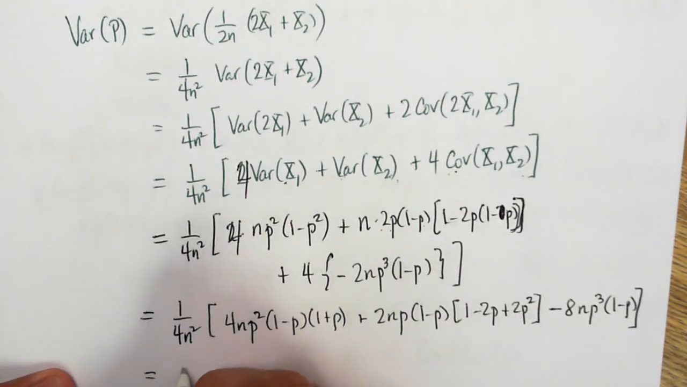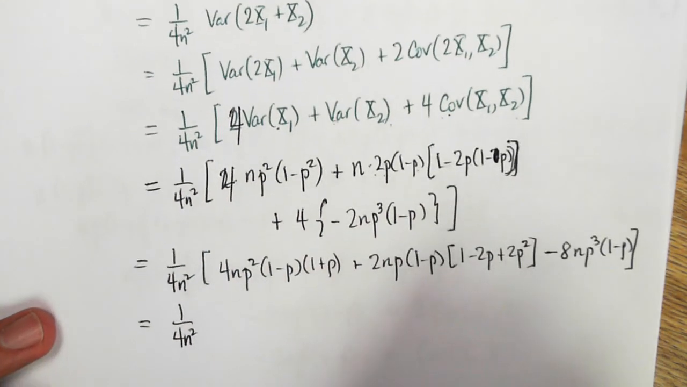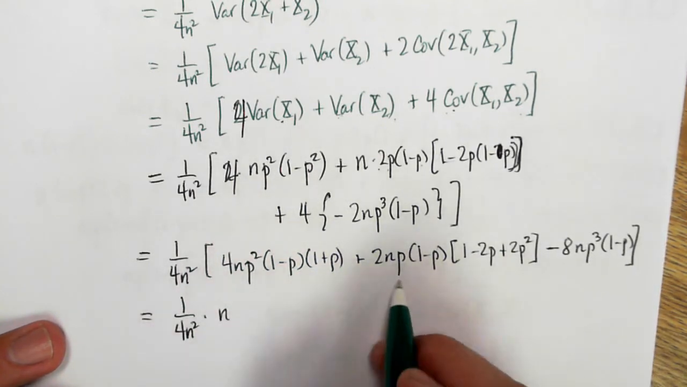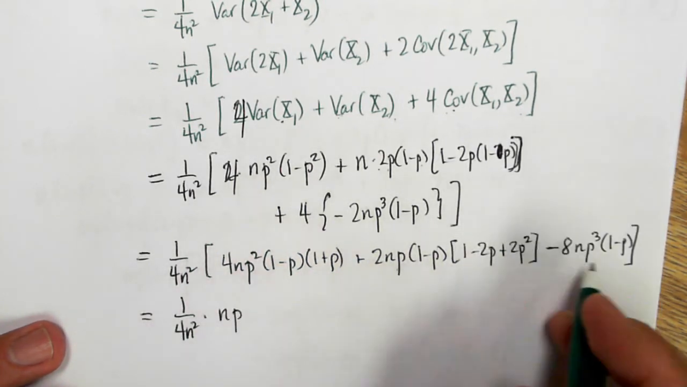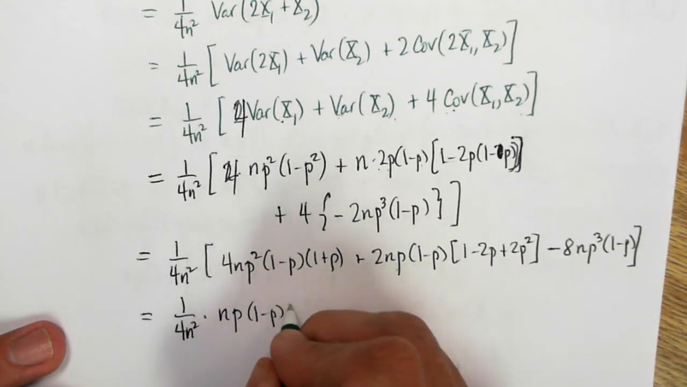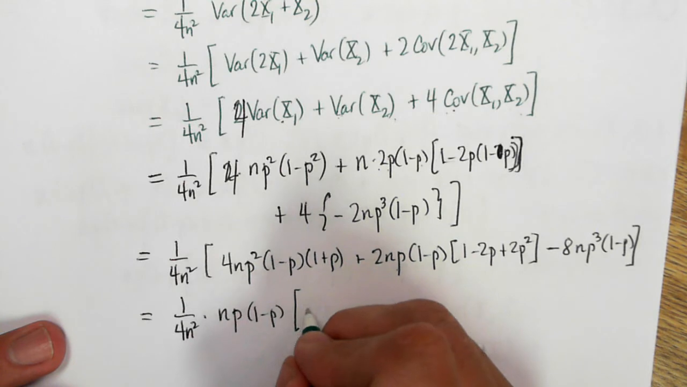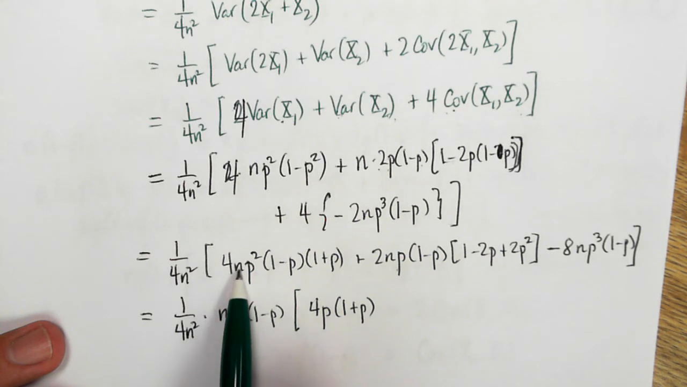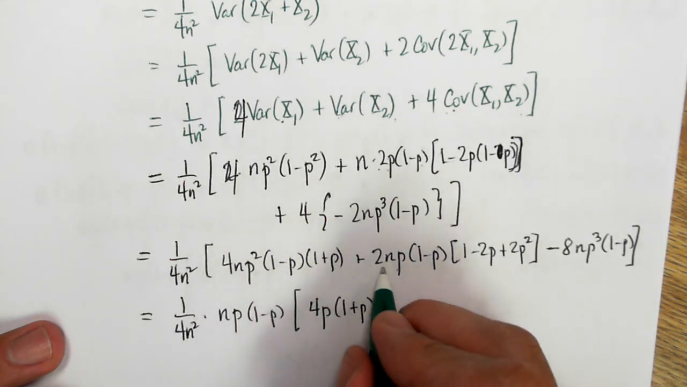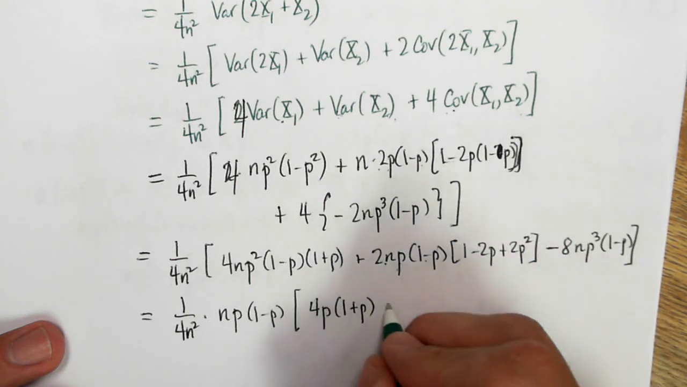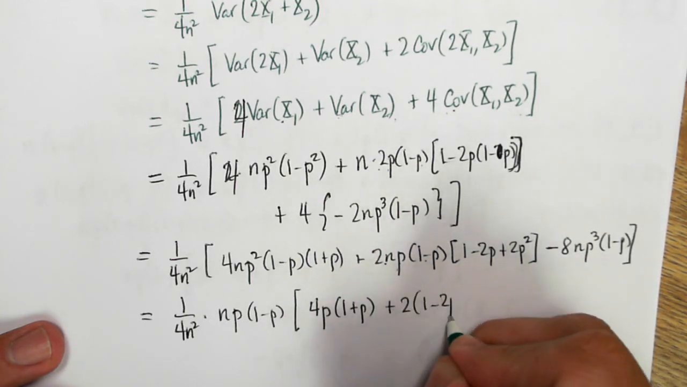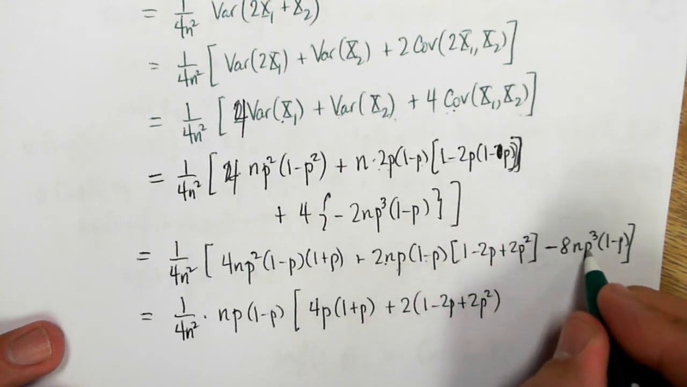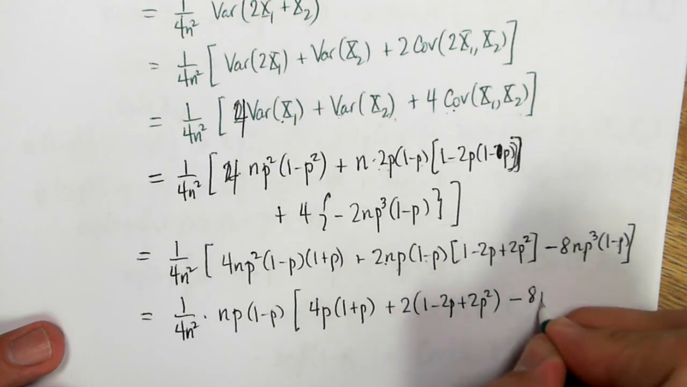Okay, so let's simplify this. We have 1 over 4n squared. Now what can I simplify out? I can factor out an n out of everything. I can factor out a p out of everything. I can also factor out 1 minus p out of everything. What's left? I've got 4p times (1 plus p). So if I pull out np, then 1 plus p is left. Over here, if I pull out np and 1 minus p, what's left will be plus 2 times (1 minus 2p plus 2p squared). And on the last bit, if I pull out np and 1 minus p, that leaves me 8p squared.